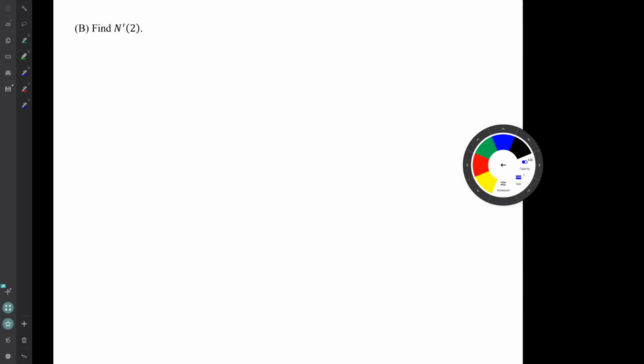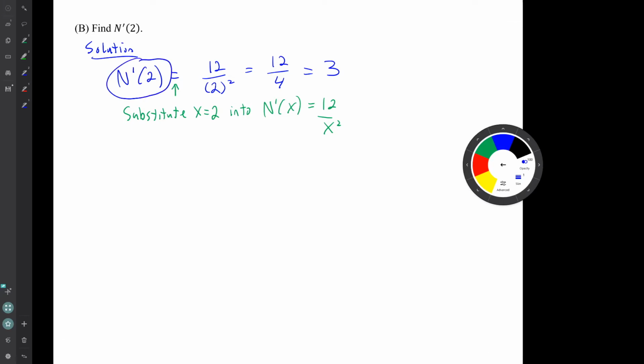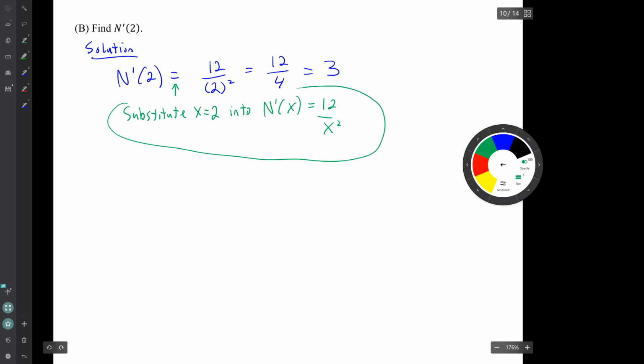Part B, we're supposed to find n prime parentheses 2. So remember, this symbol, n prime parentheses 2, does not mean to find the derivative of 2. The derivative of 2 would be the number 0. What that symbol means is this stuff. It means substitute x equals 2 into the formula for n prime parentheses x. Let's go on to question C.